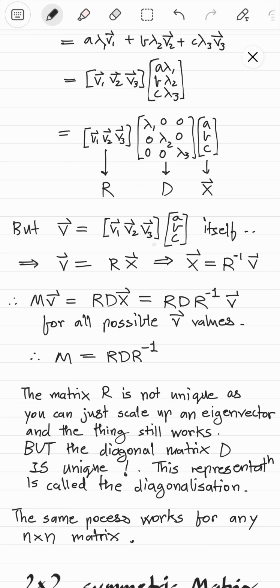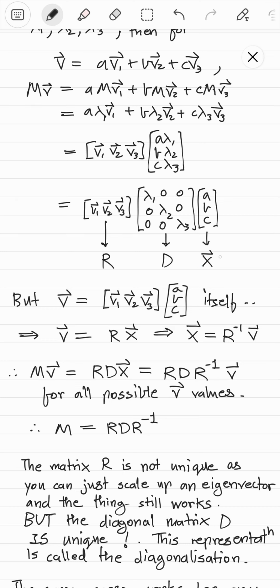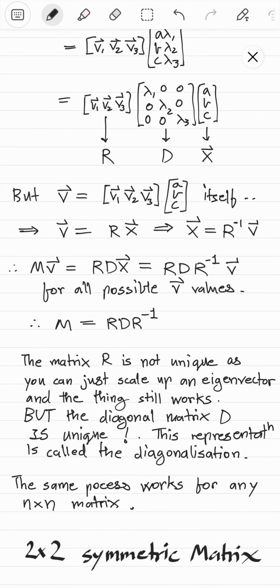So this is our R and this thing is our x vector, and you're just applying R inverse on both sides. So you'll just have x vector equal to R inverse of v vector, and then input that thing in here. So you'll just get M v vector is equal to R D x vector equal to R D R inverse v vector. But then this happens for all kinds of v vectors, right? So what you could do is just remove these v vectors and then say that these operations are basically the same, right? So M, this matrix, is in fact equal to R D R inverse.